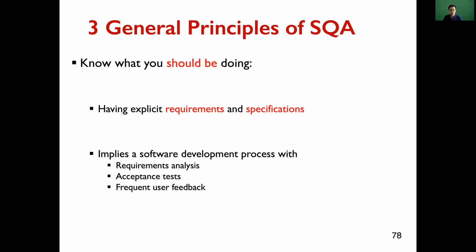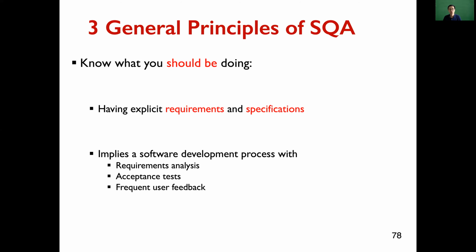The second general principle is know what you should be doing. So we should have explicit requirements and specifications, and we should follow these requirements and specifications. We should have acceptance tests to know what should be done. And we also should have frequent user feedback to know what the user actually needs.